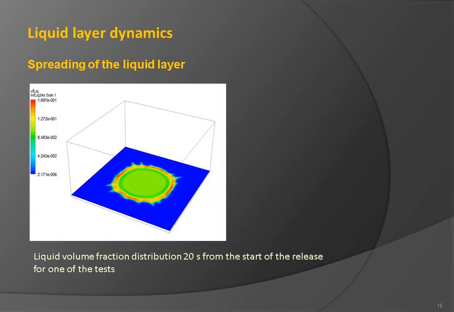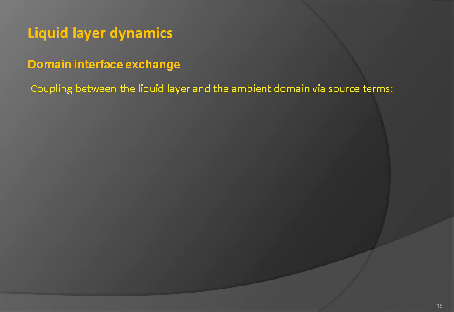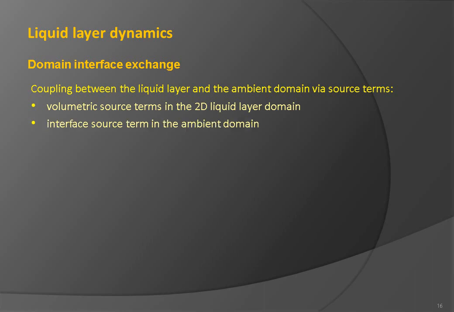The figure presents the liquid volume fraction distribution 20 seconds from the start of the release for one of the conducted tests. Higher volume fraction near the progressing front clearly showed the hydraulic jump and the initial jet atomization. The next important topic is domain interface exchange. The liquid layer domain is coupled to the ambient domain through source terms. On the liquid side, these are volumetric source terms to model the LNG phase change and to maintain two-dimensional approximation. For the ambient domain, the source terms are associated with the interface surface only.